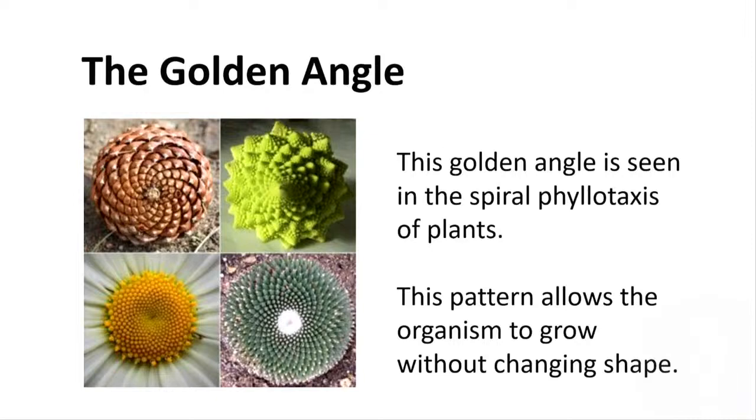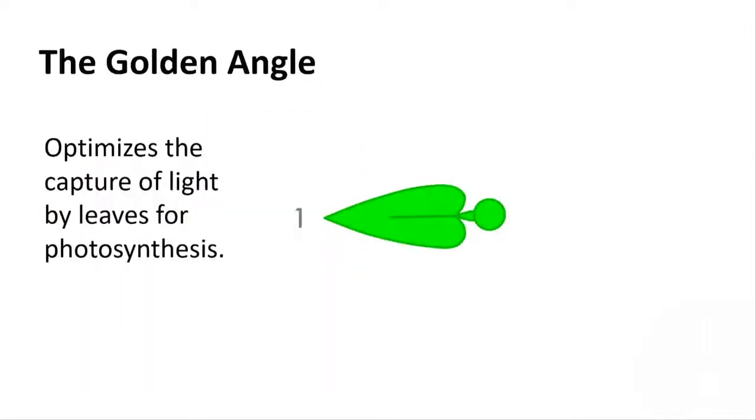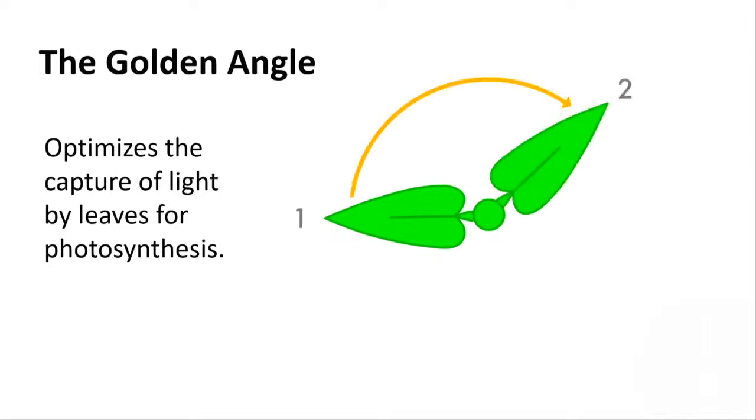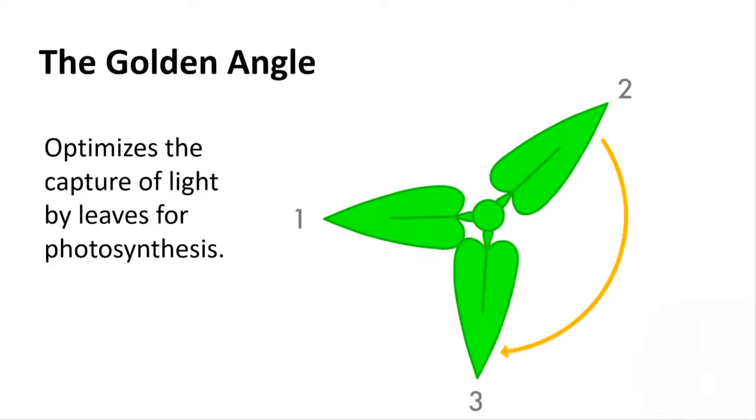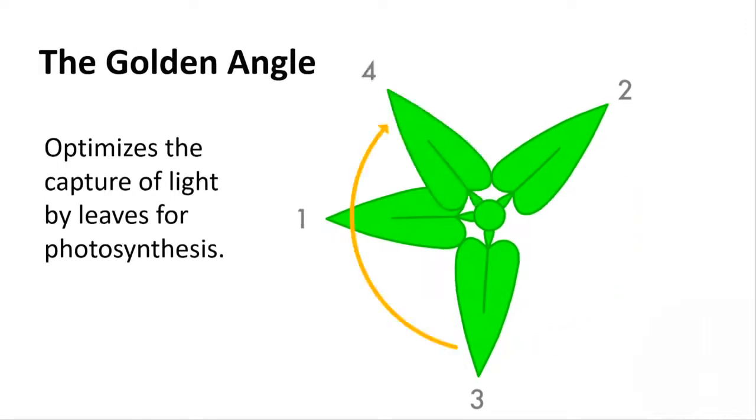And so we see this golden angle in the spiral phyllotaxis of plants. What this does is this pattern allows organisms to grow without changing shape. So we're bringing in that self-similarity, or scale symmetry, like we talked about with fractals. We talked about the way fruitlets and leaves are arranged on a plant. So whenever a plant is producing its leaves, if we were to look down at that plant from above, we see one leaf grow, and then 137.5 degrees over, it puts out another leaf. And we continue another 137.5 degrees, and so on.